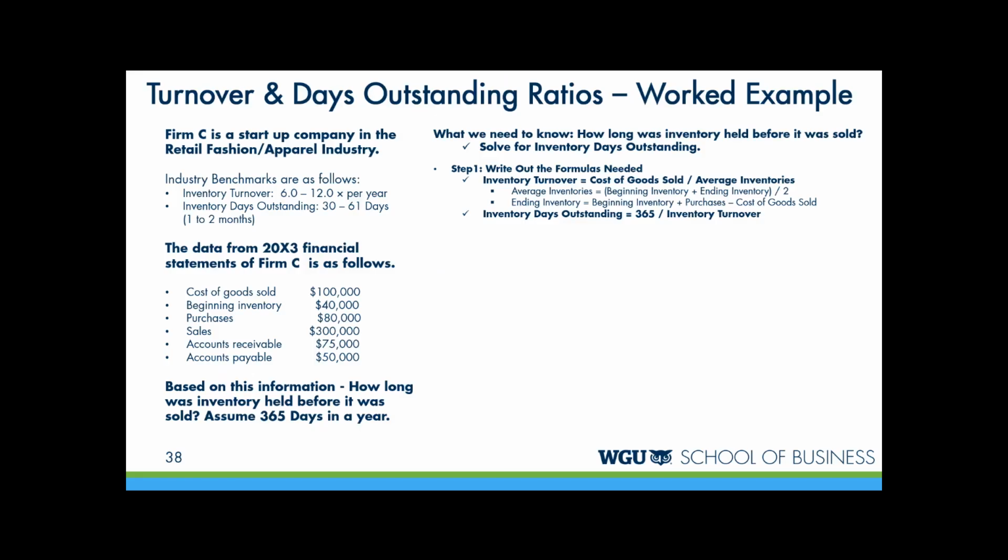Okay, so that's going to give us the values that go into the turnover ratio. Once we have the turnover ratio, we can calculate the number of inventory days outstanding by taking 365 and dividing it by our inventory turnover ratio. So the next step is we're going to take the values we have available and calculate our ending inventory. Our ending inventory is going to be our beginning inventory of 40,000 plus our purchases of 80,000 minus our cost of goods sold of 100,000, which gives us a value of 20,000.